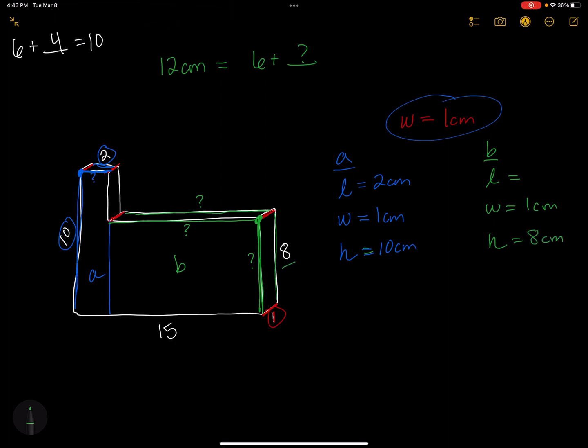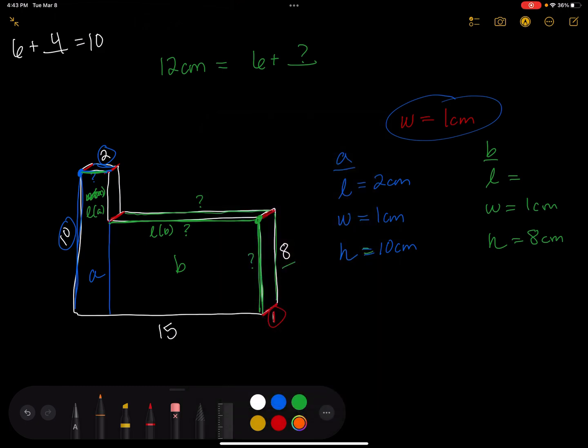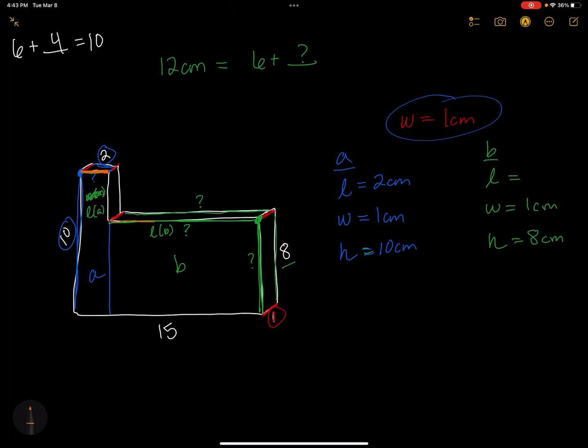So now we have to do a little calculation. We need to find the length. We have the length of A right here, and this is the length of B that we're trying to find. Remember, the length of A right here plus the length of B right here is going to give us the total length of the entire thing.